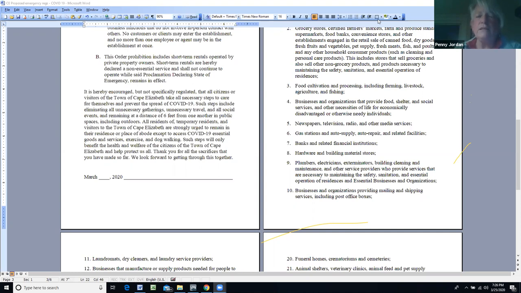I cannot support, in a community like Cape Elizabeth that is intelligent, educated people, that we need to tell them what to do. And I'll go back to my initial comments, and part of it is because I don't want to see the social ramifications of that type of statement. Well said, Penny. Go ahead, Chris.